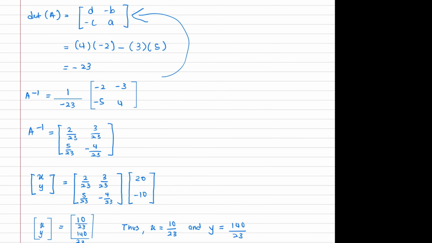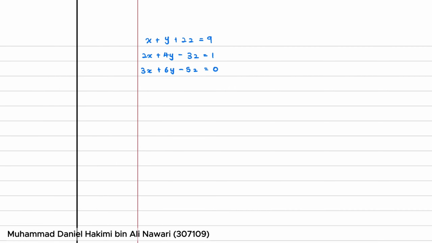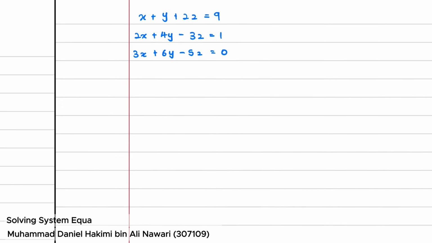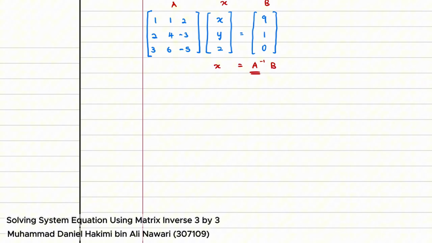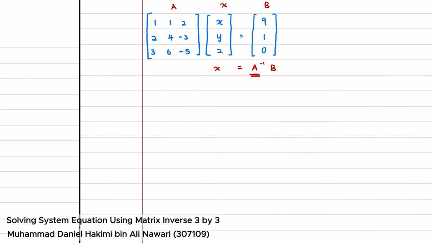Matrix inverse on a 3 by 3 matrix. First of all, I have the question. So you have to convert this equation into a matrix. To find the value, you have to make it x equals A inverse B. So first of all, you have to find the determinant of A. For this, you copy the original 3 by 3 form of the matrix.